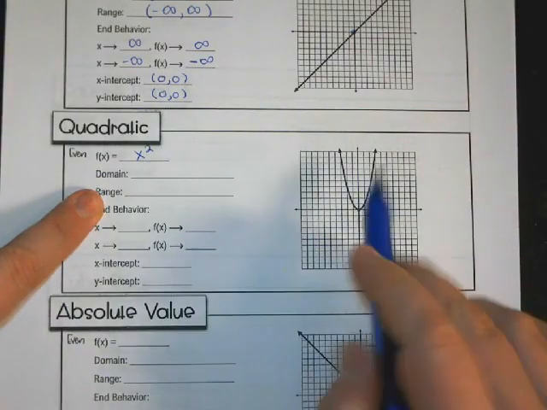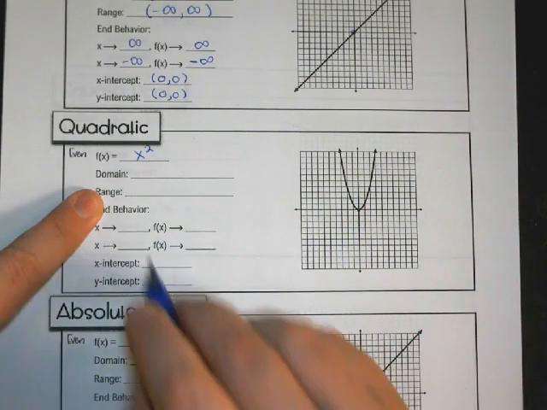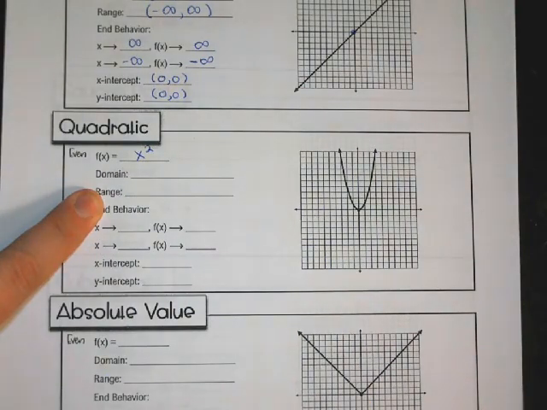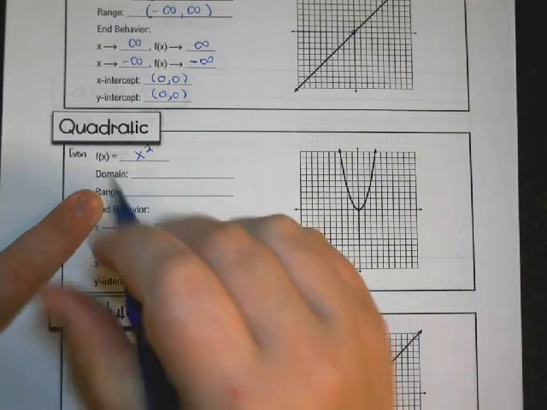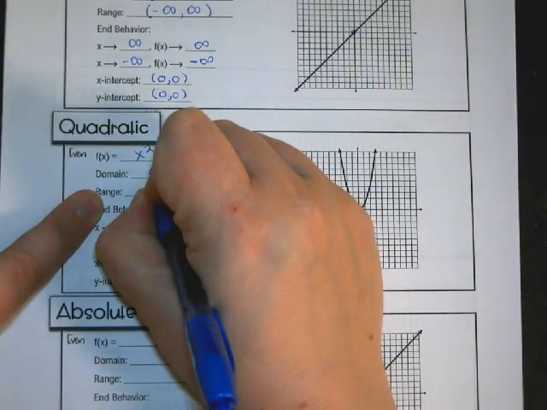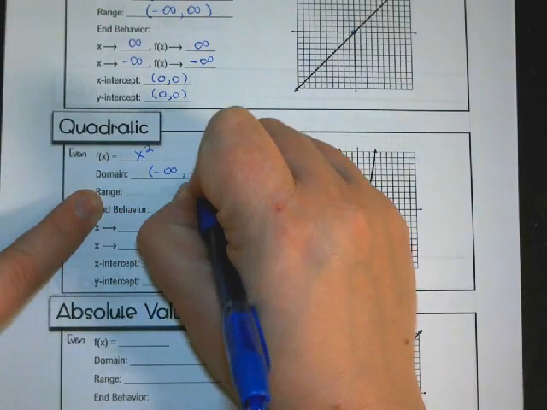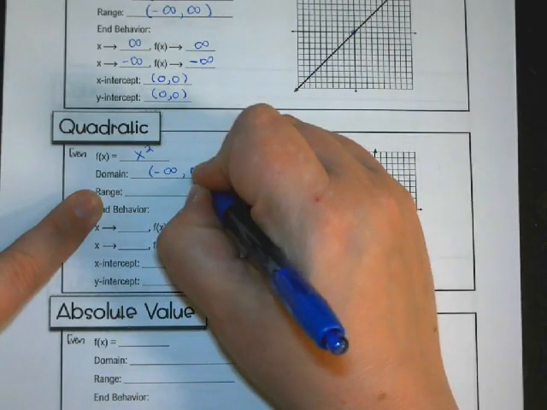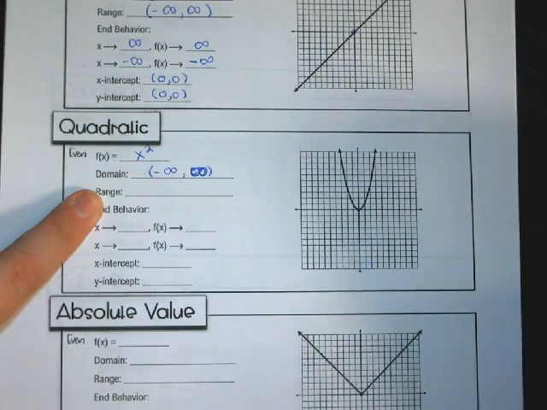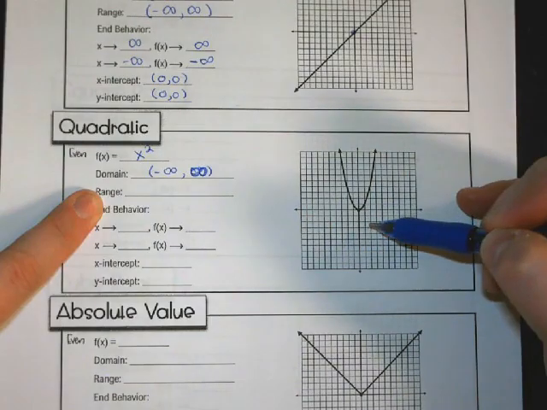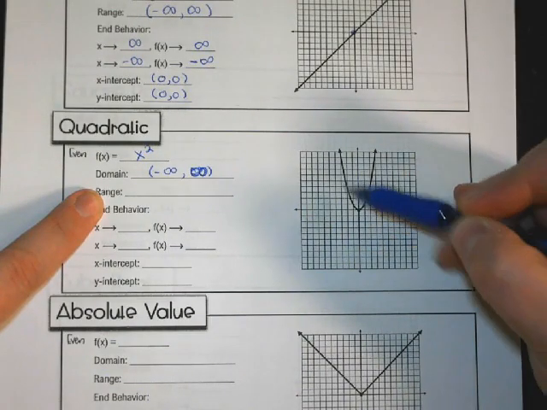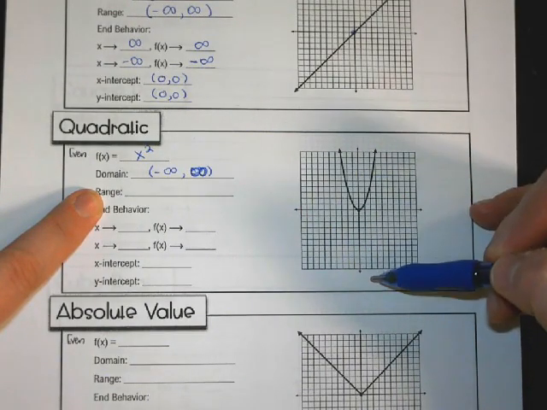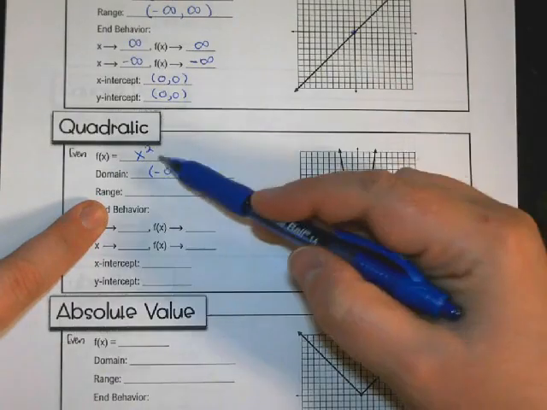Domain, there is no limit to what we can put in for x. We can do really big negative numbers, we could do 0, we could do really big positive numbers. So my domain is negative infinity to positive infinity. Pretend that that looks like a good infinity sign. The issue is that it doesn't matter what I put in, I'm never going to get a negative number out because of that square function.